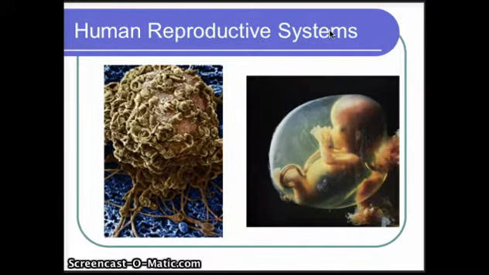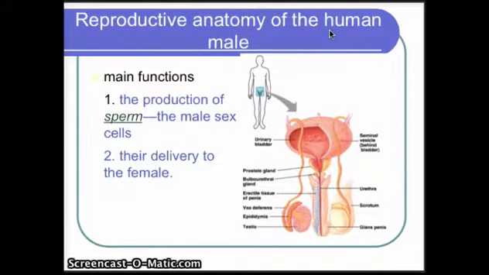Okay, so at this point you should have written something down, and you should have something about sexual reproduction involves two parents, or it involves sperm and egg, as opposed to asexual reproduction involves a single parent where the offspring is genetically identical. We're going to start with the reproductive anatomy of the human male. So the main functions include, number 1, the production of sperm, which is the male sex cells, and number 2, their delivery to the female.